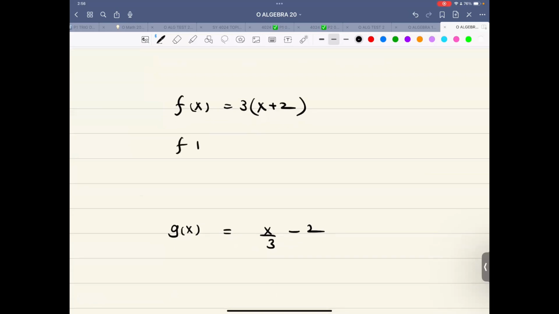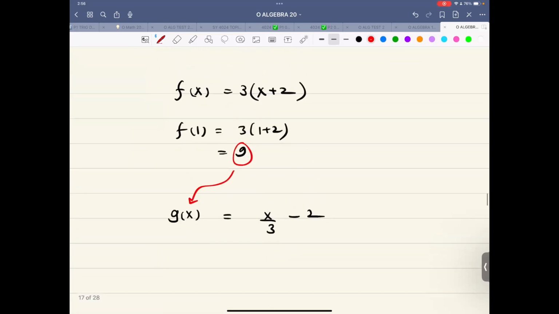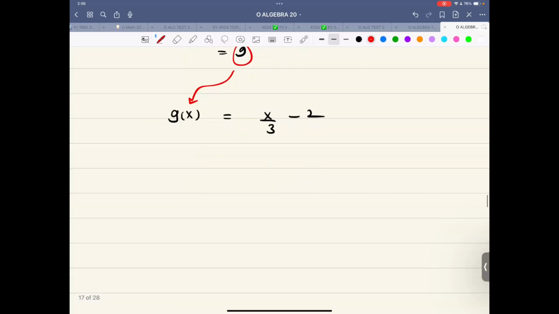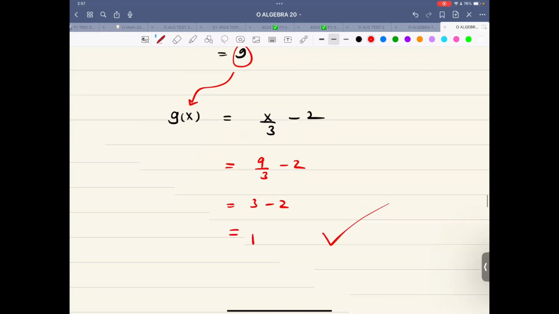Let me plug in a value 1. That is 3 into 1 plus 2. That's 3 into 3, which is 9. Let me plug this 9 over here, and if it gives me 1, that means my process is correct. So 9 over 3 minus 2 is 3 minus 2, which gives me 1. Yes, I got it correct.